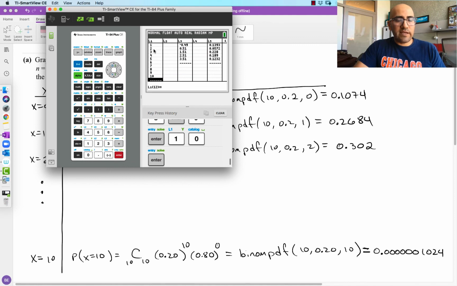Okay, so it's a countdown from 0 all the way up to 10. Don't forget to include the 0. And now let's go back up to the top. We're going to go over to the right and then up. Make sure that you're highlighting the L2, make that dark.